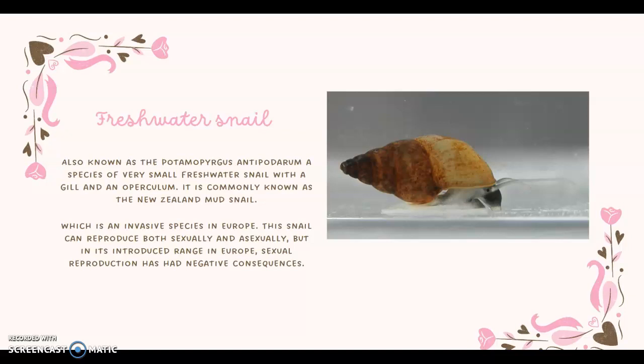However, in Europe, sexual reproduction has become more common, and this has resulted in the snail producing fewer viable offspring. This is because when the snails reproduce sexually, they have to find a suitable mate, which is not always available in the introduced range. In addition, the snails have been found to mate with individuals that are genetically incompatible, which results in lower fitness offspring that are less able to survive.